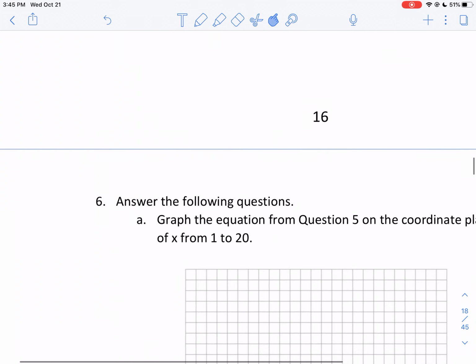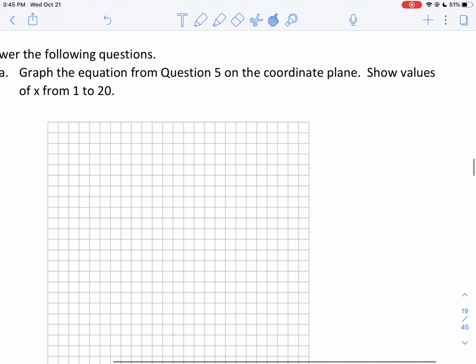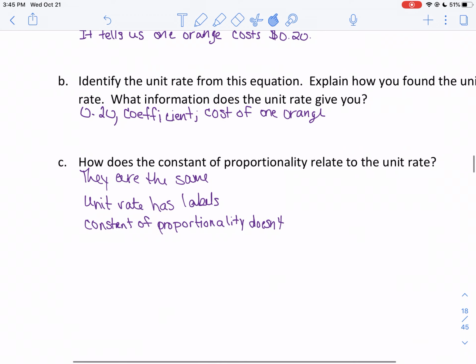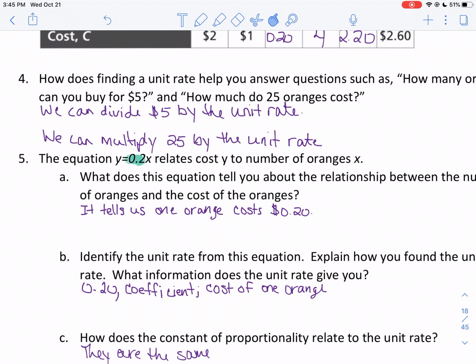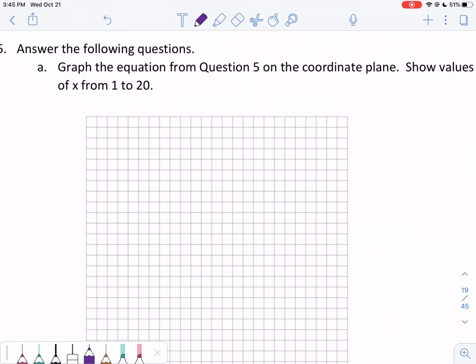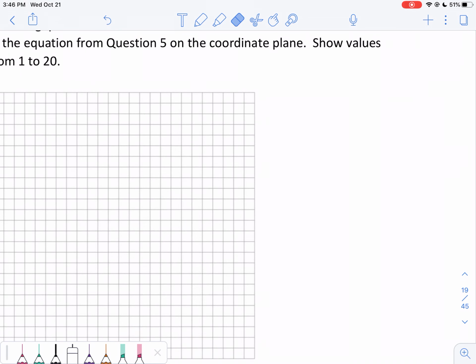Okay, next page. Answer the following questions. Graph the equation from question 5 on the coordinate plane. Show values of x from 1 to 20. Well, what was that equation? Equation from question 5. So let's go back up here. Question 5. y equals 0.2x. We're going to come back down here and let's write that. y equals 0.20x.